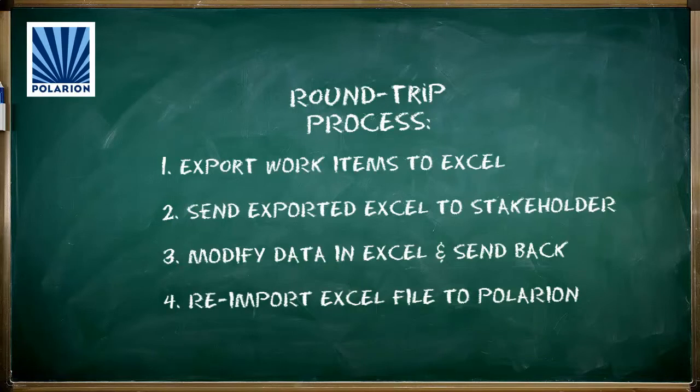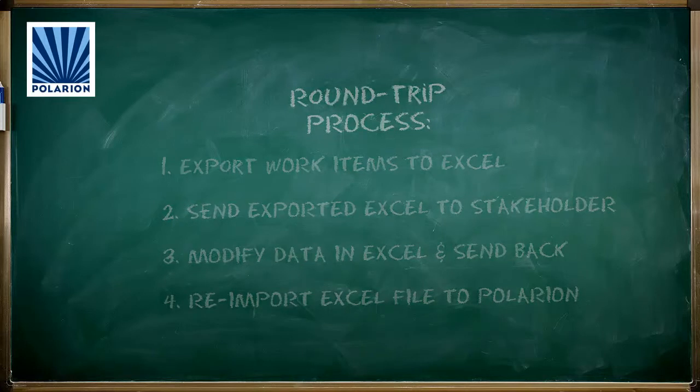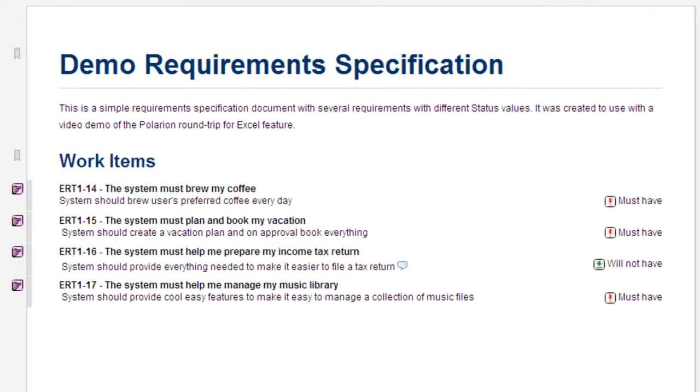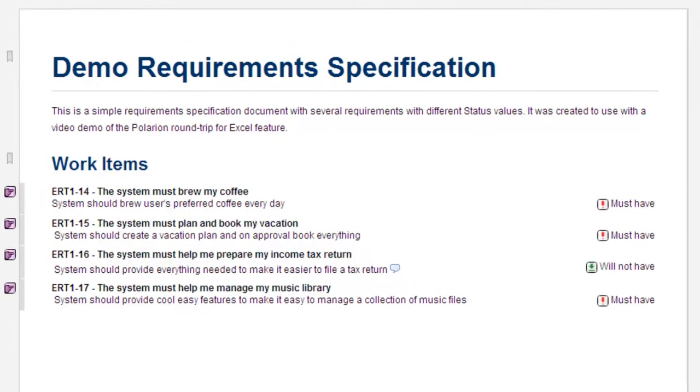The import process updates all modified work items with the external stakeholder's changes and creates new work items in the system if any were created in the Excel workbook. Let's look now at a requirements example followed by a test cases example. Here's a fairly typical scenario, some requirements defined in a Polarian LiveDoc document. Let's export some of these for review, wording tweaks, and approval by an external stakeholder.